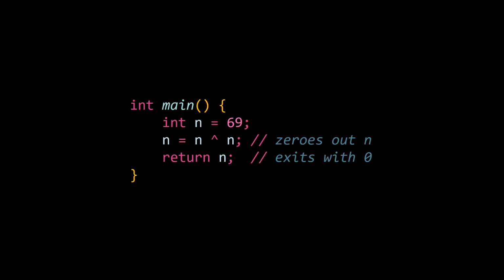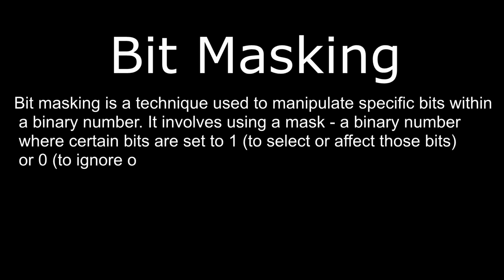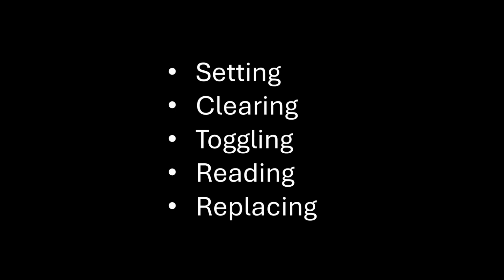The next technique is kind of fundamental. Without this, you cannot do the majority of bit manipulation, and that is bit masking. Bit masking is extremely crucial. Bit masking is a technique used to manipulate specific bits within a binary number by using a mask. And the mask is just a binary number where certain bits are set to 1 to select or affect those specific bits, or 0 to ignore or leave certain bits alone. Bit masking is used for operations like setting, clearing, toggling, or checking the value of particular bits within a number. And every single thing that I just said, we will at some point cover in this video.